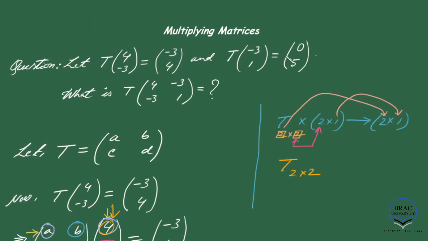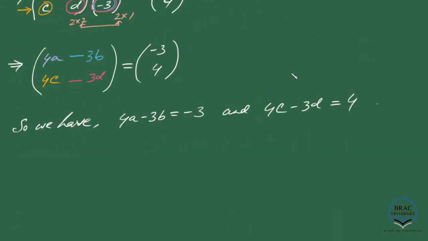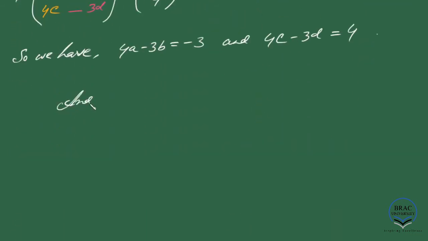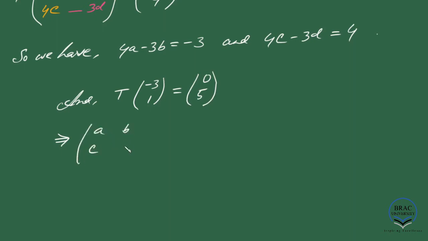Now we're going to work on the second case, the second equation that we are given. So let's write this down. The second equation that we have is T times the column vector with entries -3 and 1, which is equal to the column vector with entries 0 and 5. Now we're going to multiply them, and we assumed T to be equal to a matrix with entries a, b, c, d, and we have this column vector, so I can write it over here, which is equal to this column vector. I can write it over here.